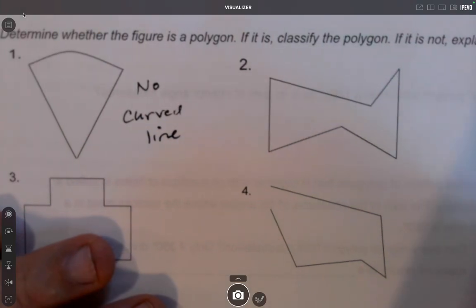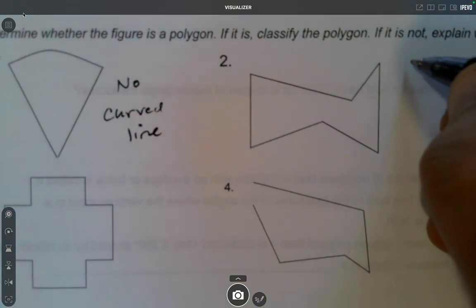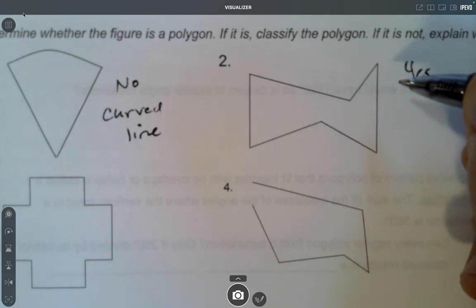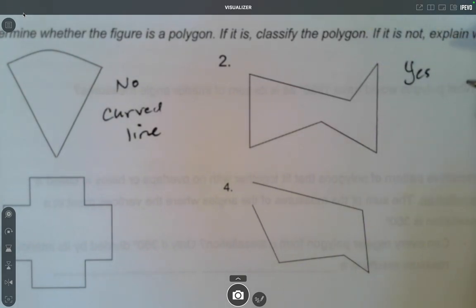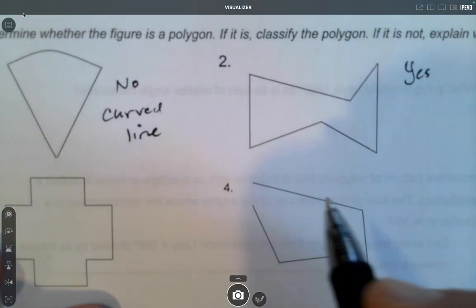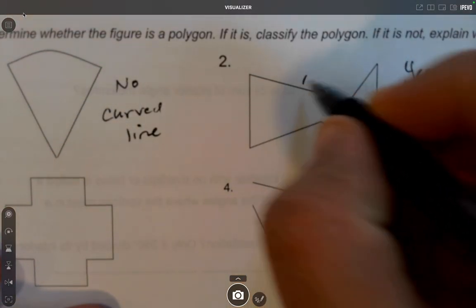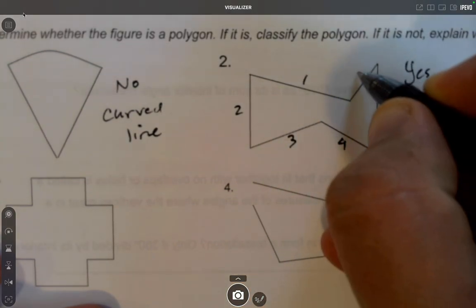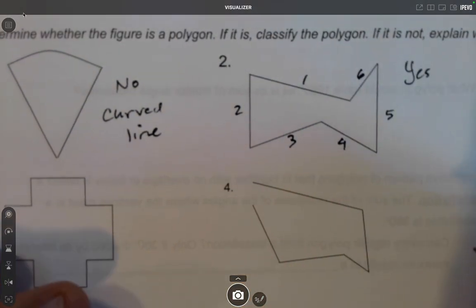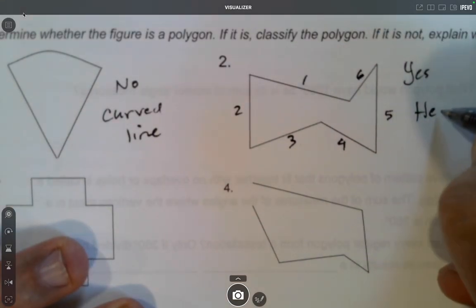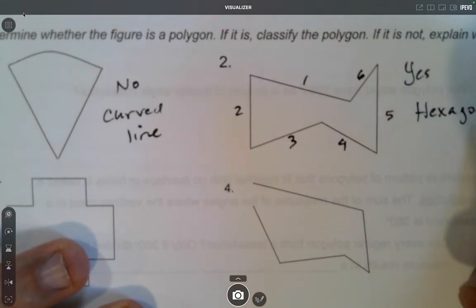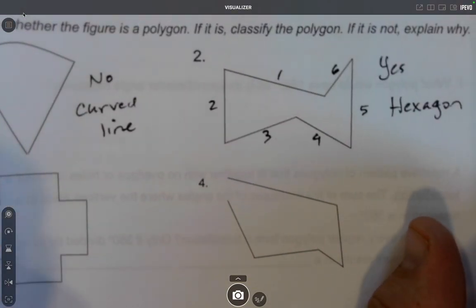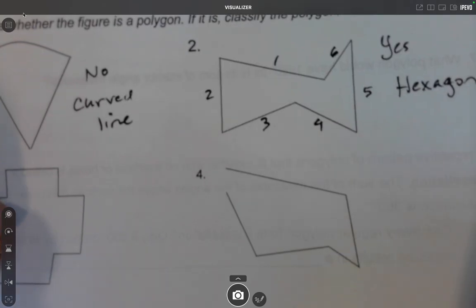Okay, number 2, this is a polygon, so we say yes. It follows all the rules, all the lines are straight, they all meet at their endpoints. There's no spot where they don't meet, so it hits all those marks. So we need to count how many sides we have. 1, 2, 3, 4, 5, 6. So 6 means a hexagon. So yes, number 2 is a polygon, and it is a hexagon.